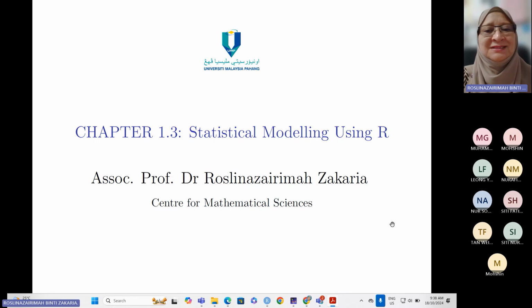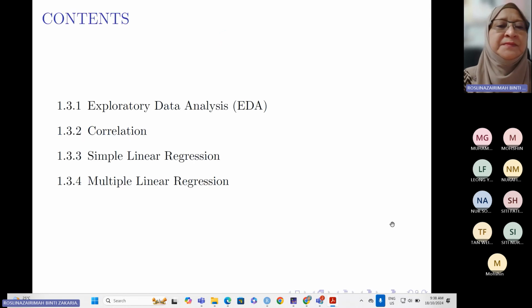So we are going to look at statistical modeling using R. Now I add on one topic which I think is very important. If you have a set of data, the first thing you should do to understand the data is exploratory data analysis. Have you heard about that? EDA? Have you heard about EDA before? No, doctor.